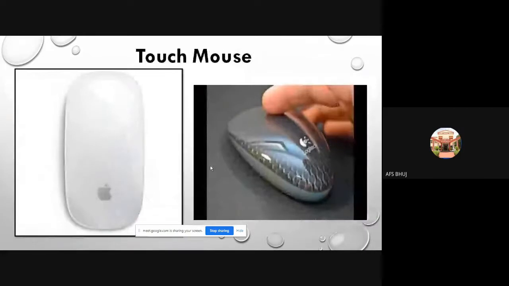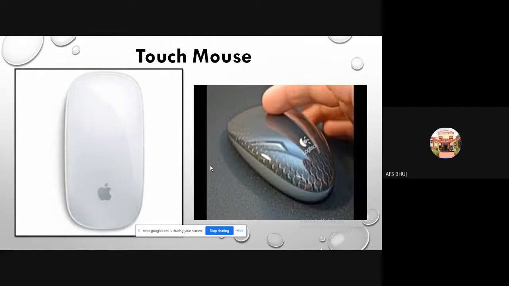Next, the touch mouse. Touch mouse means, based on the sensing of our fingers, it identifies which button you pressed on the mouse, right button or left button, by touch of fingers along with the surface of the pad. It recognizes touch gestures, like letters, swipes, or pinches.